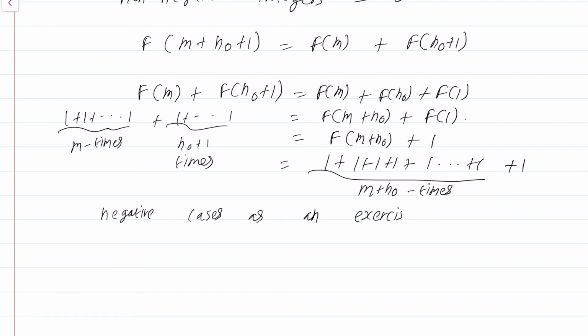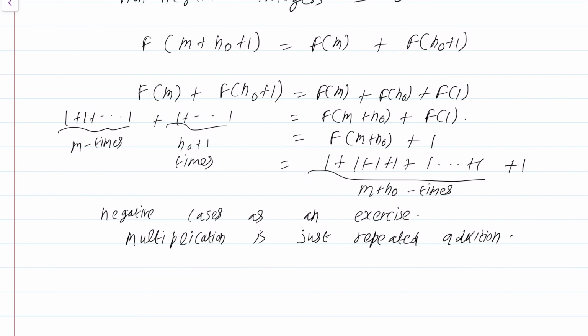It follows immediately from the definition of f of minus n is just minus f of n. From that this will follow. Now what about multiplication? Multiplication I will just skip. Multiplication is just repeated addition. It's just repeated addition in the integers.